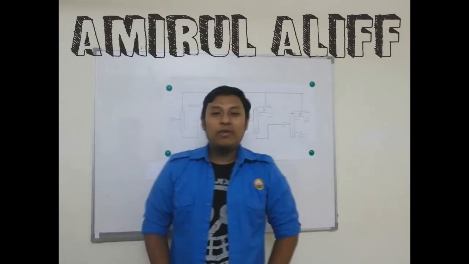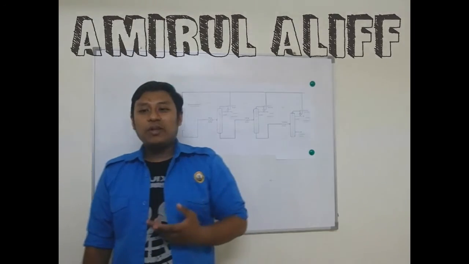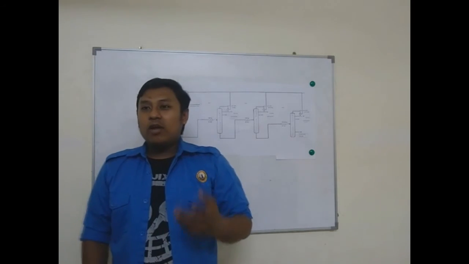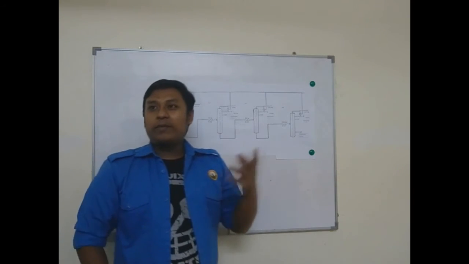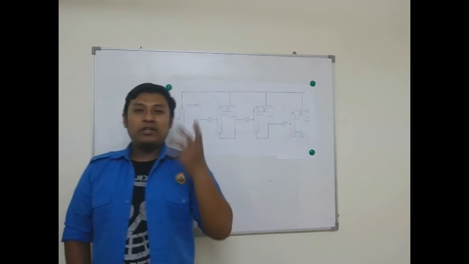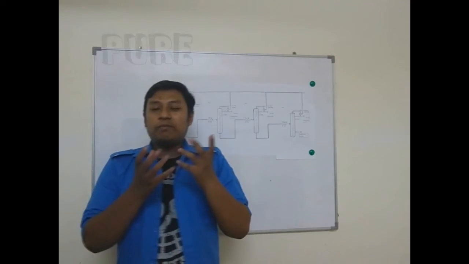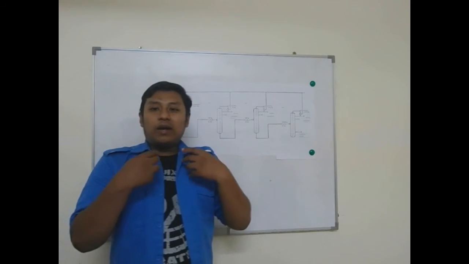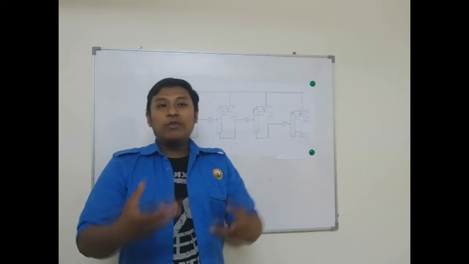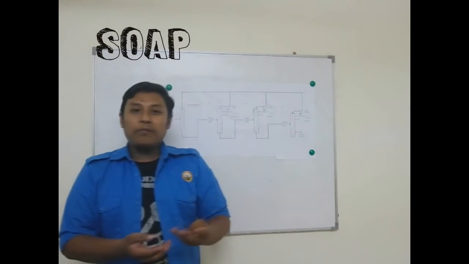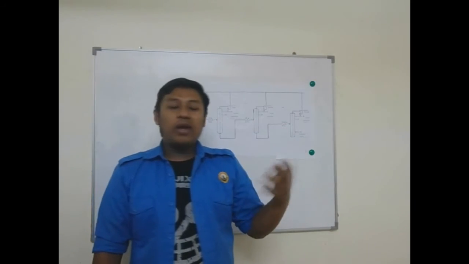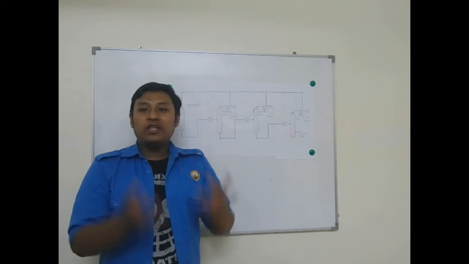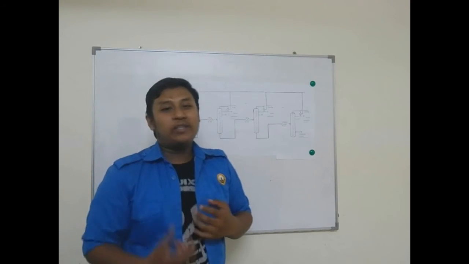Hello, my name is Ali bin Ali Amran, and I'm here to tell you about the enhancements from the distillation. First of all, after we get the fatty acid from the separator, we must make sure that the fatty acid that we got is pure fatty acid. To do that, we need to remove the troublesome materials such as soap, water, and many more by heating the crude and filtering it with a small quantity of sulfuric acid.